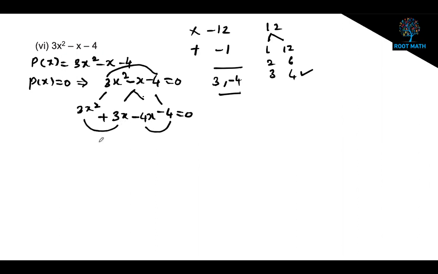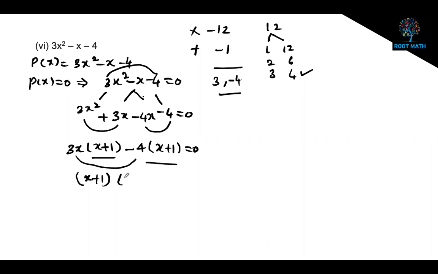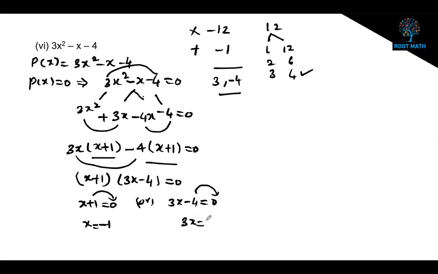And take the common factors between the two terms. In the first two terms, the common factor is 3x, so 3x times x plus 1. In the second two terms, the common factor is negative 4, so negative 4 times x plus 1, equal to 0. You can take x plus 1 out and combine these two, which is equal to 0. First bracket equal to 0, so x is equal to minus 1. Or second bracket equal to 0, so 3x is equal to 4, x is equal to 4 over 3. So our alpha value is negative 1 and beta value is 4 over 3.